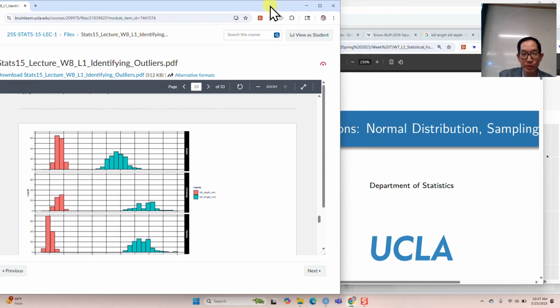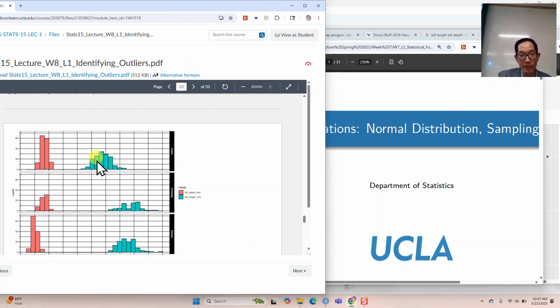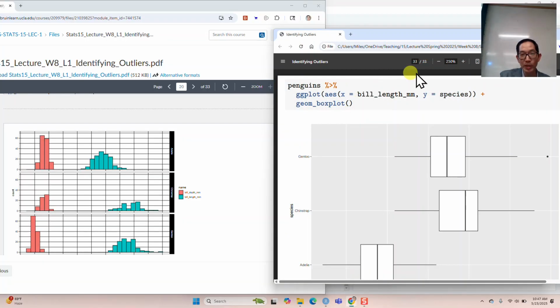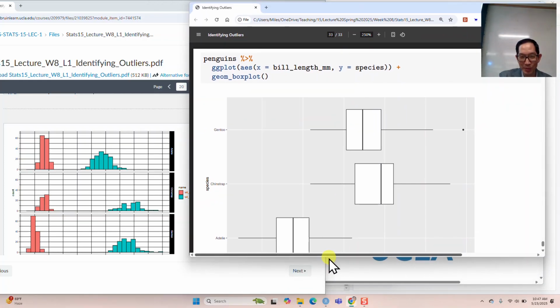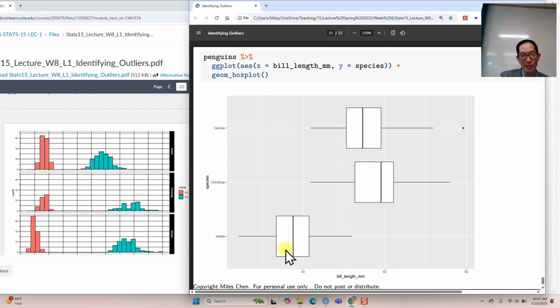Okay, so here we're only looking at bill length. We have Adelie, chinstrap, Gen 2. And for box plots, for whatever reason, they put them in reverse order, with Adelie on the bottom, then chinstrap, and then Gen 2. And you can kind of see that this reflects the same distribution, right?